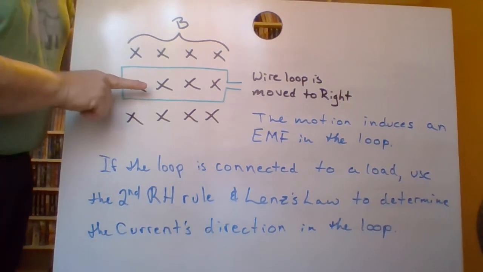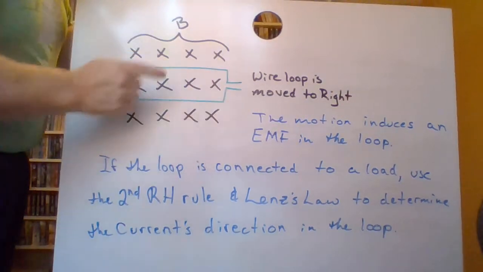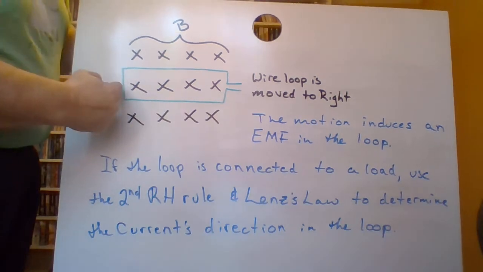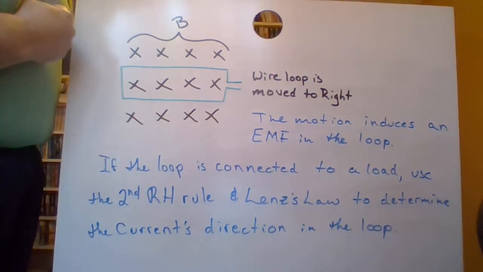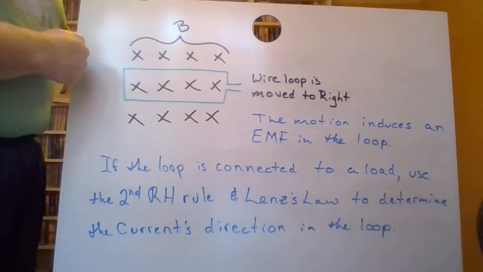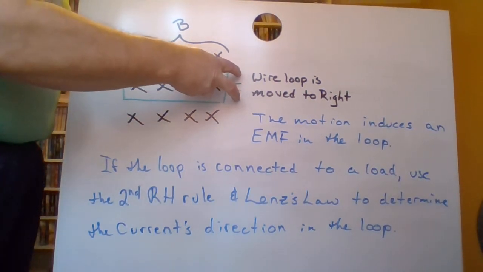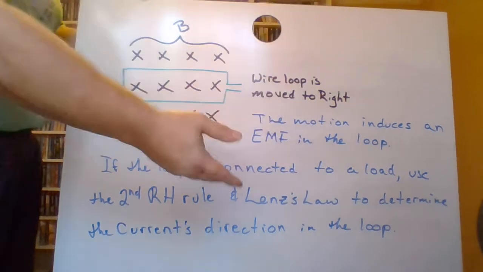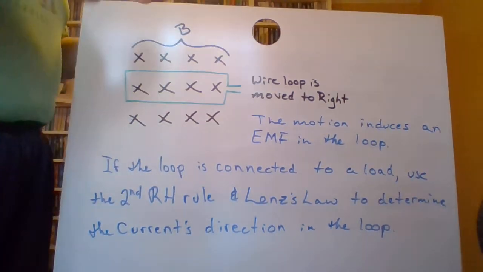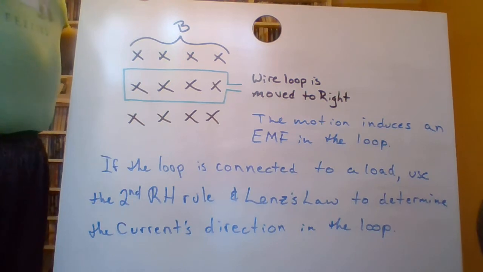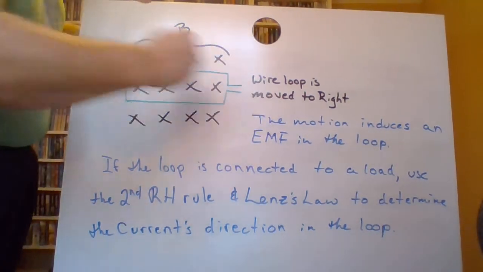All right? So if we pull this loop of wire out over that way, moving it to the right, based on the diagram here, that means the area exposed to the magnetic field is going to decrease, and that's going to induce an EMF in the wire. Well, that means there's going to be a polarity on the ends here. If you induce a voltage and then connect that to something that can use that voltage, you're going to induce a current. So which way will the current flow in this? That's what Lenz's law is for. Okay? So, the motion induces an EMF in the loop.